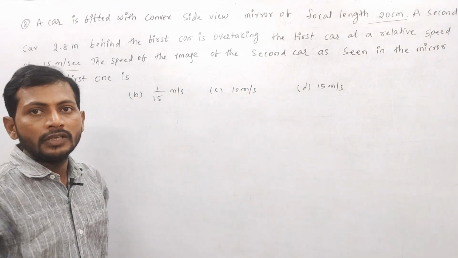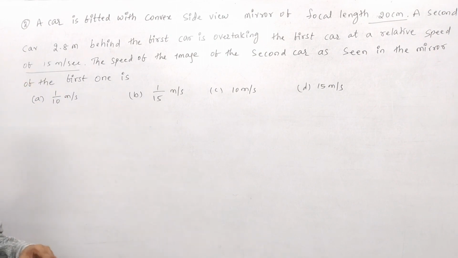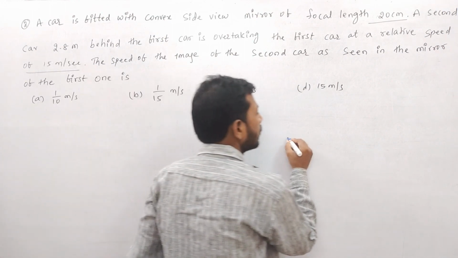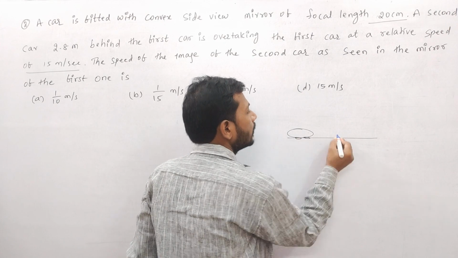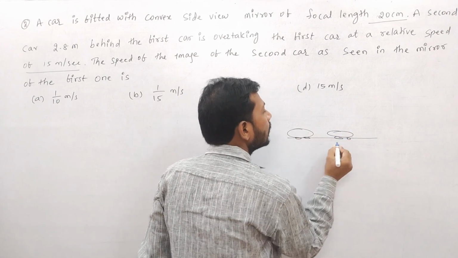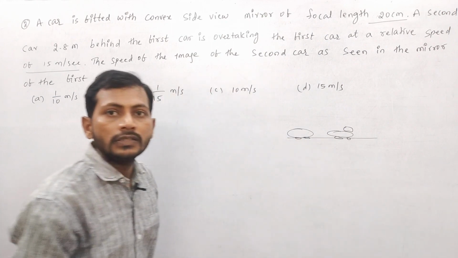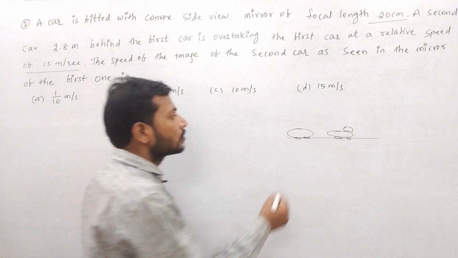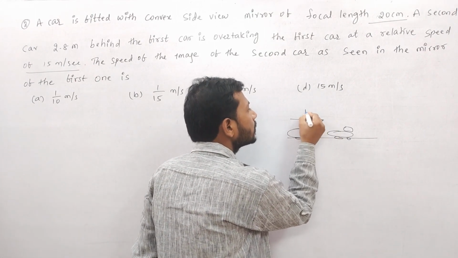So now please try to understand the question. The meaning of the question is that two cars are traveling. For example, this is one car traveling, and this is the second car traveling. In the rear view mirror, the side view mirror, we are going to use a convex mirror. Now this car is overtaking the first car, with how much speed?